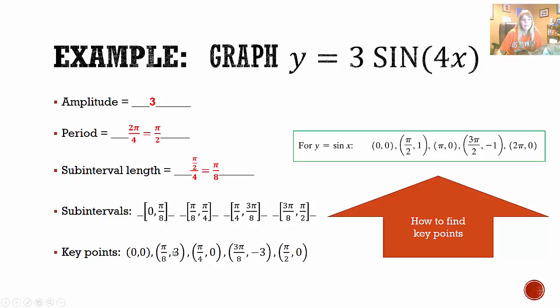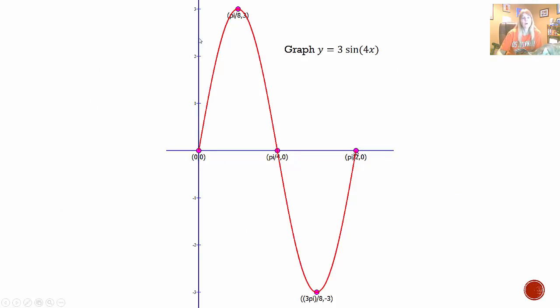And then the y values are based on my amplitude. So my amplitude 0, 1, 0, -1, 0, well in this case was being multiplied by 3. So that's how I'm getting starting 0, 3, 0, -3, and 0. And so I can go in a graphing program or just plot those points and I have my graph. So that's a way to graph.